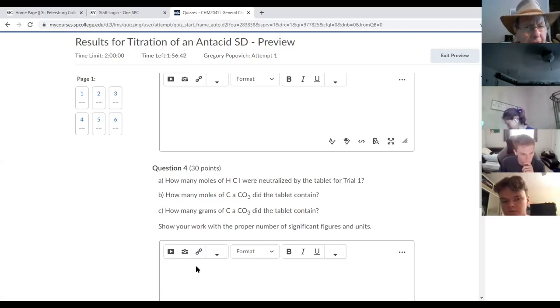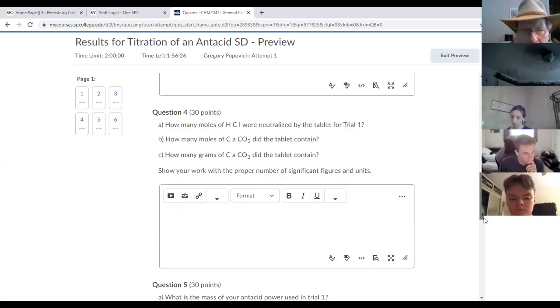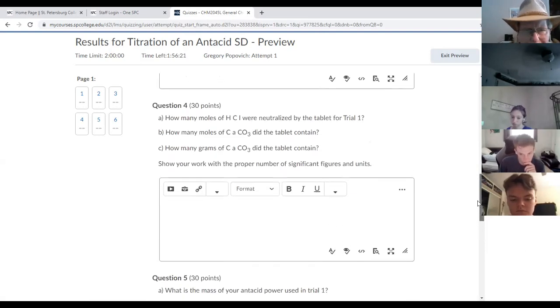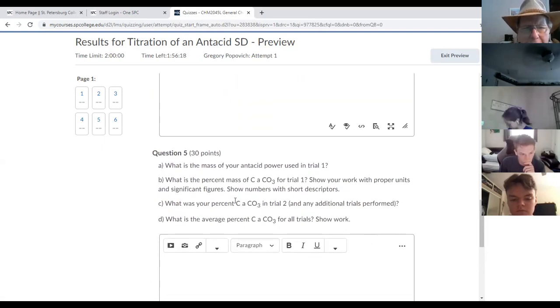How many moles of the CaCO3 did the tablet contain? You've got to multiply it by 1 mole of CaCO3 over 2 moles of HCl. Grams of the CaCO3, you multiply it by the molecular weight. Last question. First, A is going to be your original weight of your tablet. Percent mass, you use the answer from question 4 divided by the total mass of the powder to get question B.